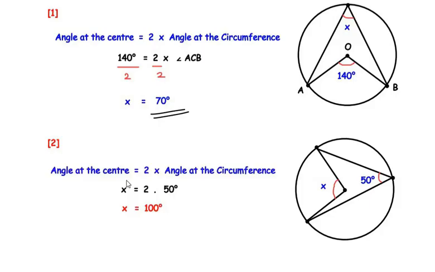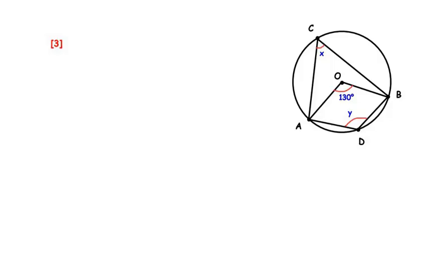Now angle at the center x is equal to 2 times angle at the circumference, 50 degrees. So angle at the center, that is x, will be equal to 2 times 50, that is 100 degrees. So this is our answer. Now the next question is an exam styled question. Now in this figure we need to find out the value of angle x and y. So you can pause the video and give it a try.